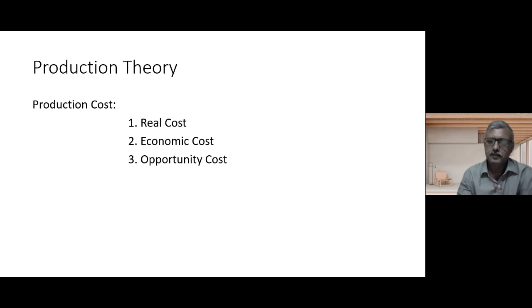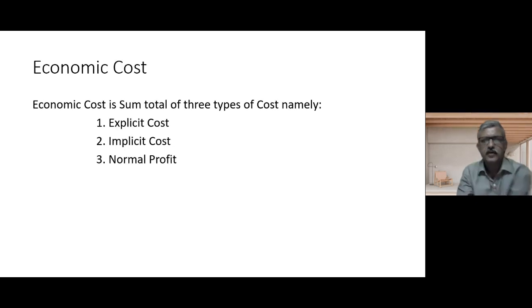Now come to the point, cost here, that is economic cost. So what is economic cost? Now friends, economic cost is the sum total of all three types of cost, right? So what are these three types of cost? These three types of costs are explicit cost, implicit cost, and normal profit.